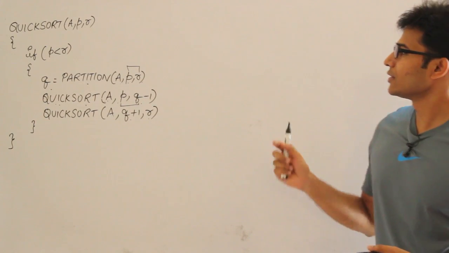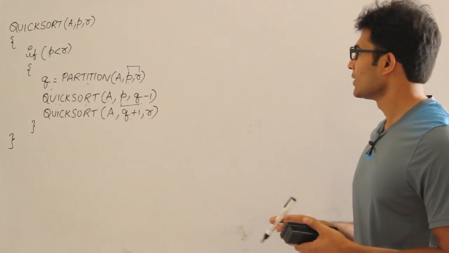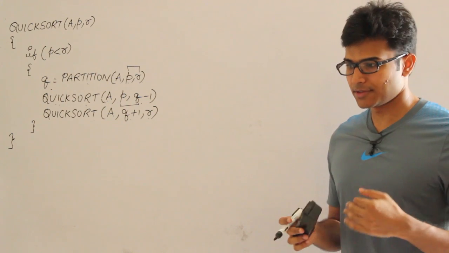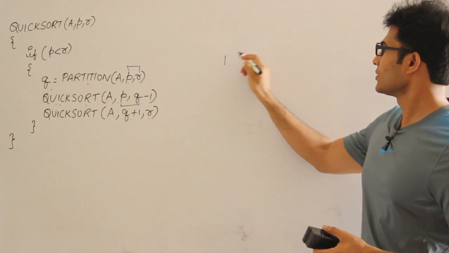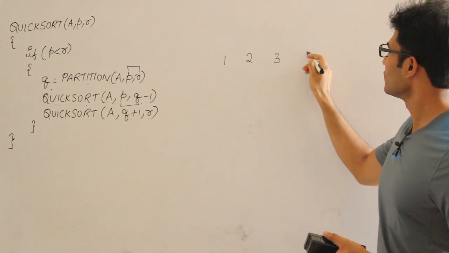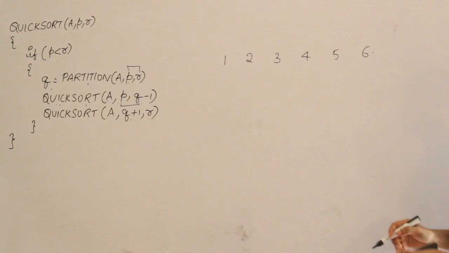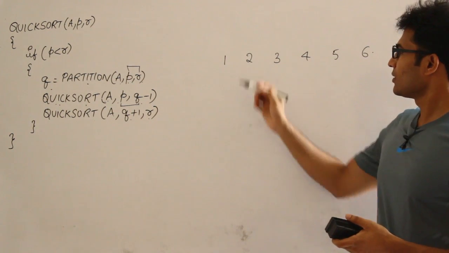So taking this quicksort, we shall see some interesting inputs for this. One interesting input is if the entire input is in ascending order, which means if the given input is like this: 1, 2, 3, 4, 5, 6, then what happens if we apply quicksort? What is the total time required?